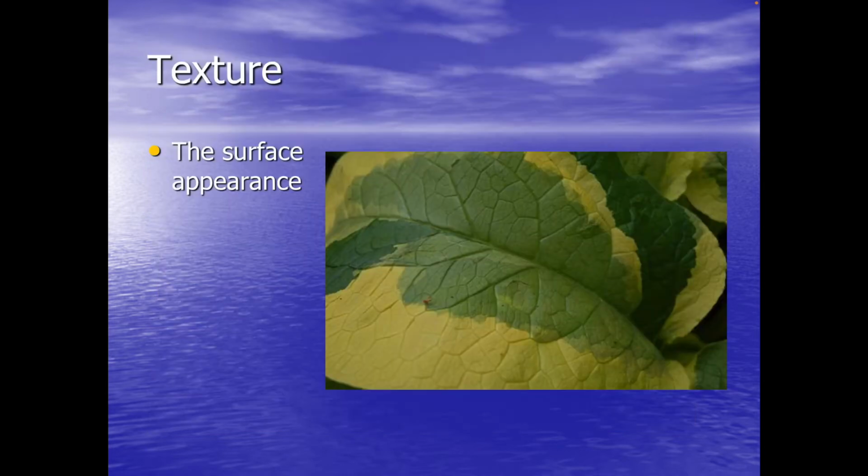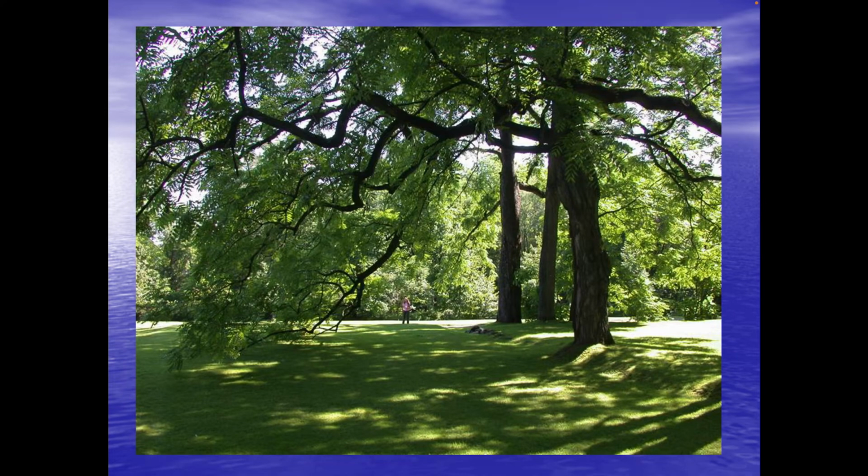Texture is the surface appearance. That's kind of the basic definition: what does it feel like when we touch it. But texture can also refer to what does it look like things might feel like. What is the overall appearance of these particular plants? If you look, here is a human being. So these trees are very, very large. You can see these gnarly branches, and yet the leaves with all of these tiny little leaflets are very, very fine in their texture. So even these large trees have several different types of texture to them.